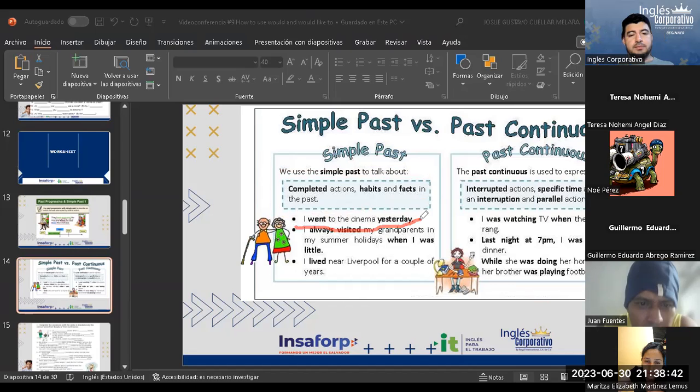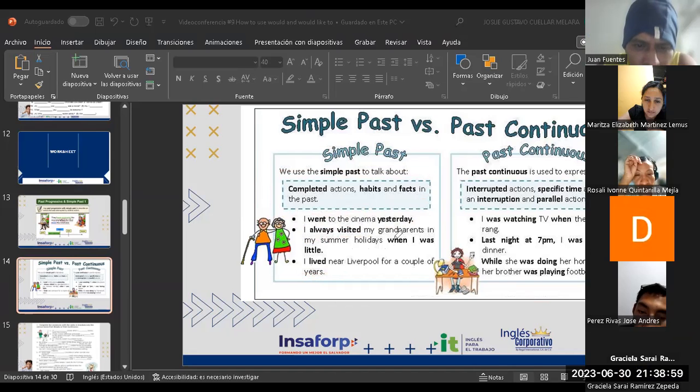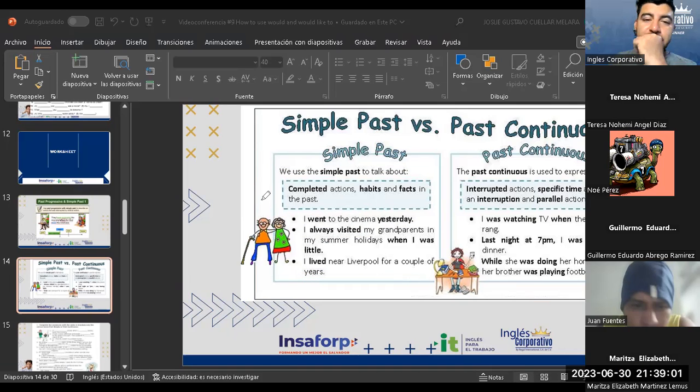I went to the cinema yesterday. I always visited my grandparents in my summer holiday when I was little. I lived near Liverpool for a couple of years. Yeah, that's it. Entonces tenemos que el simple past lo utilizamos para una acción que comenzó en el pasado y terminó en el pasado. Okay.